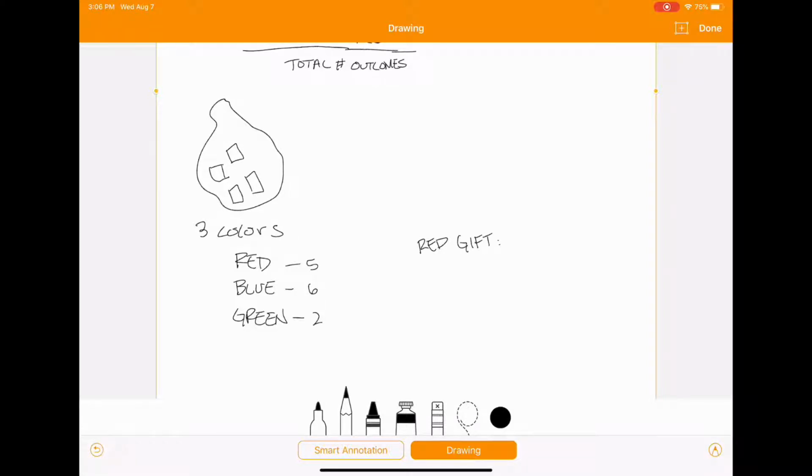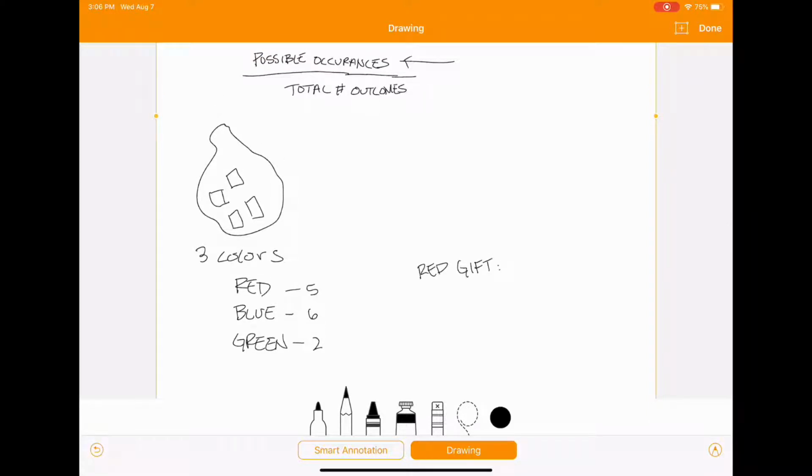So we know that our possible occurrences is going to be 5, and our total number of outcomes is going to be the sum of all of these presents. So 5 plus 6 plus 2, which is going to be 13. So 5 out of 13 times, you're going to get a red present.